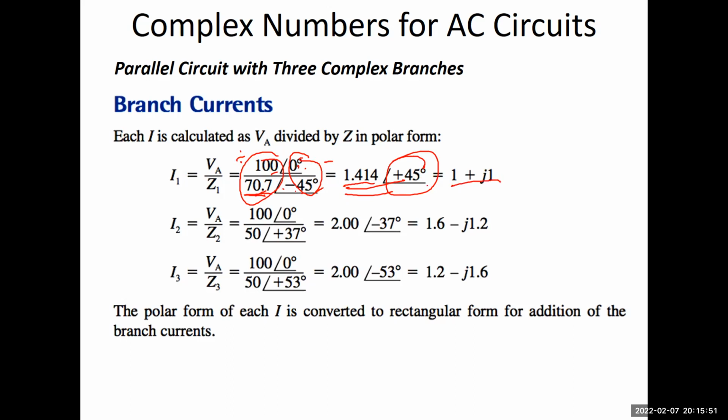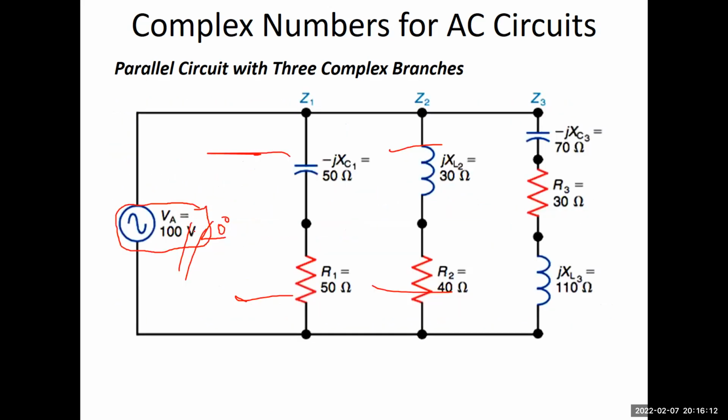now the branch current I1 in rectangular form. Similarly for I2, to get the branch current I2, we divide the voltage by the impedance Z sub 2. Again, our circuit is parallel, with a voltage of 100 volts and 0 phase angle.